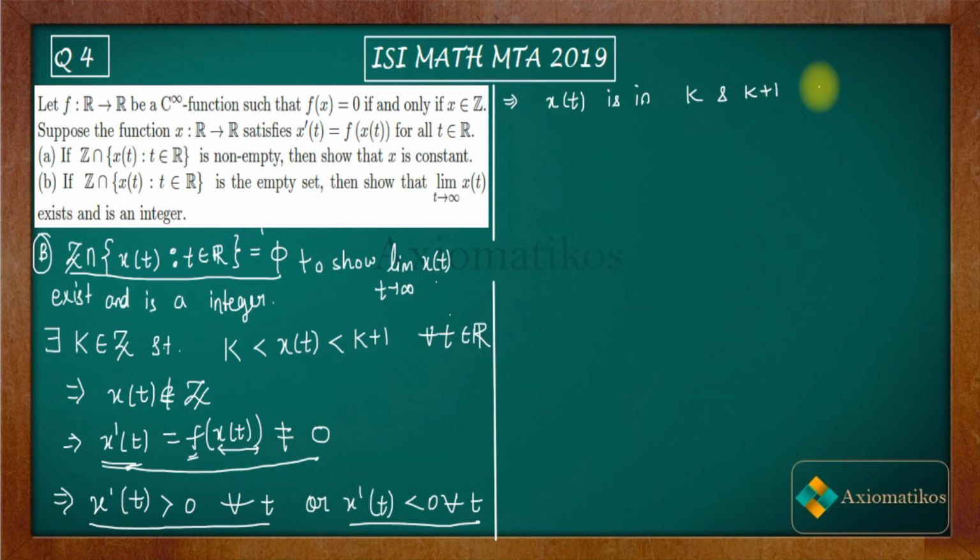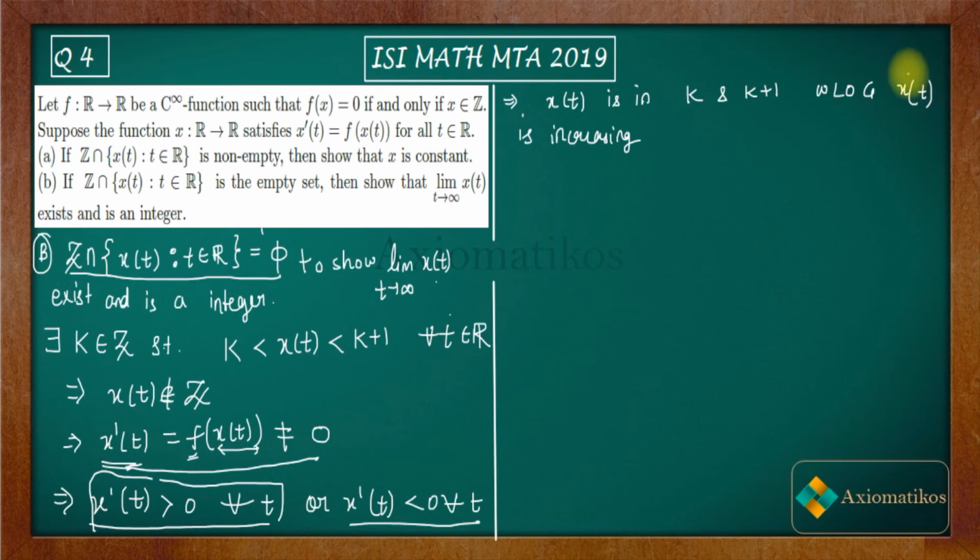us say without loss of generality it's increasing, because you have two cases only. You can take a decreasing function also. Without loss of generality, let us say, sorry, not x'(t), it's x(t). Let me erase that. All right, so x(t) is increasing. I'm taking this possibility, that let us say this is happening.